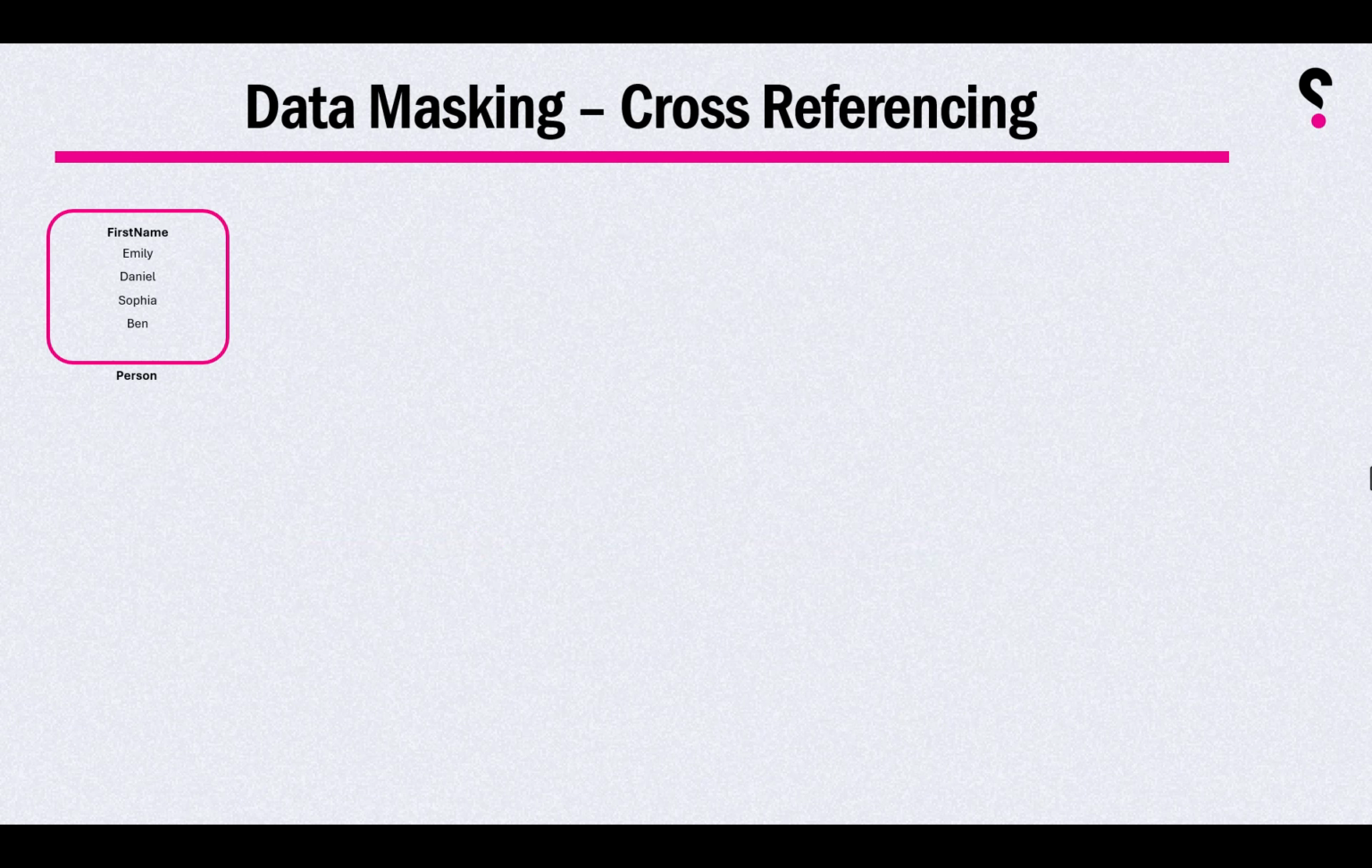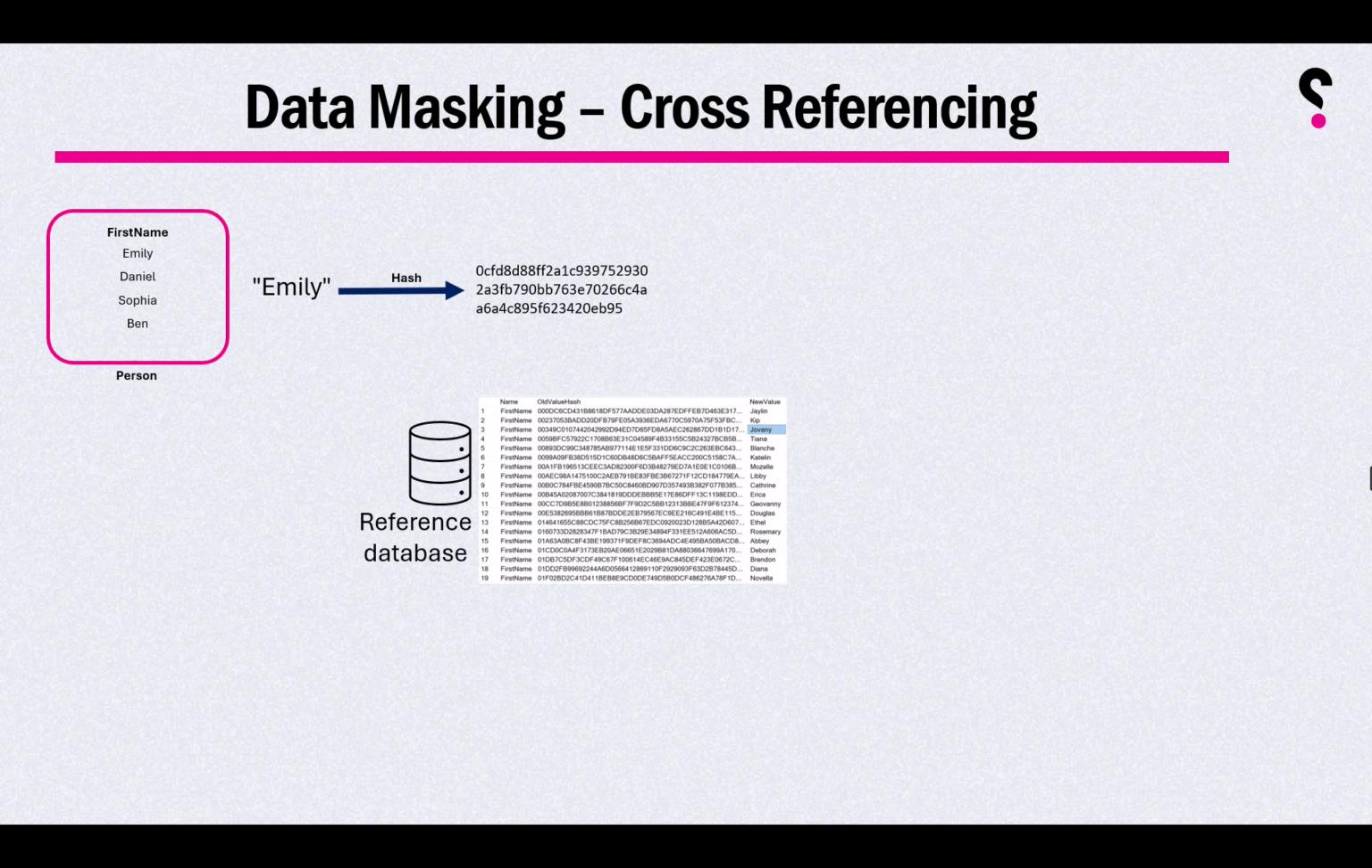If we look at an example for this, just carrying on with our first names, if we have someone called Emily, we produce a hash for them. We then go and look them up in the reference database and say, do we have data for this person already? Do we have a masked value? If we do, then it's very simple. We just pull in that value and Emily becomes Richard whenever we identify Emily in our data.